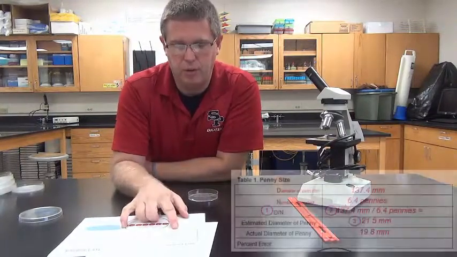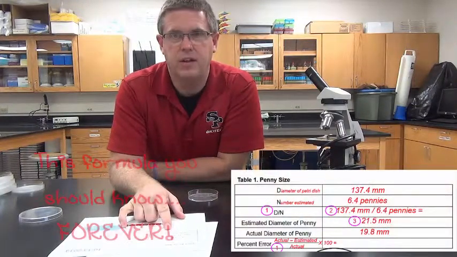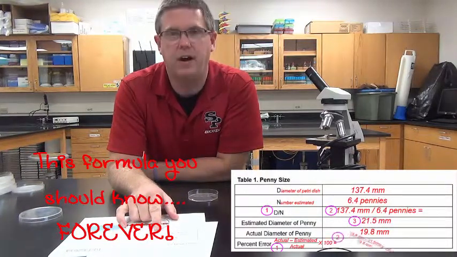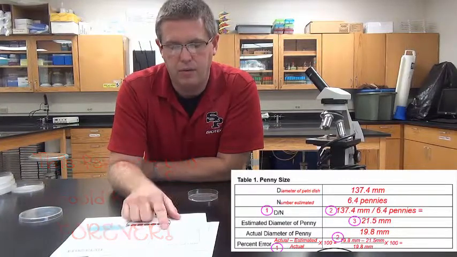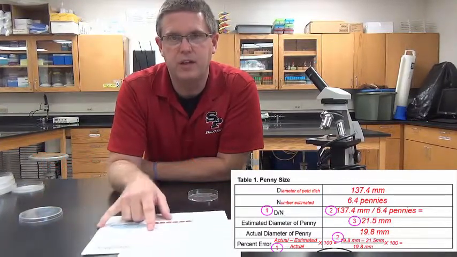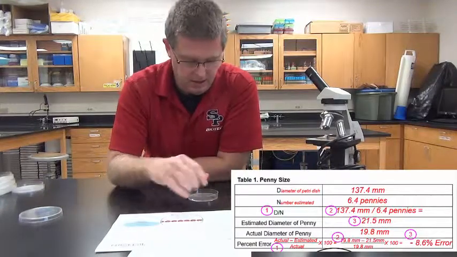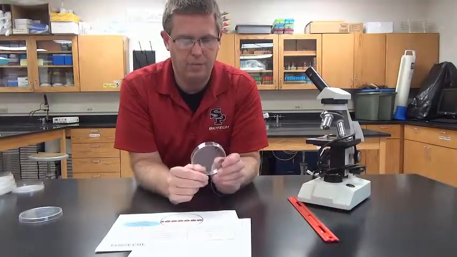So I have a little bit of error. I go ahead and find my percent error. Percent error is the actual minus the estimated, divided by the actual, times 100. Three steps: write out the formula, substitute in the numbers, and come up with a percent error at the end. So this is how I do the penny part.